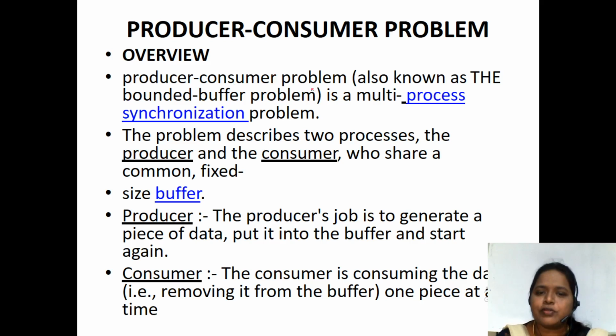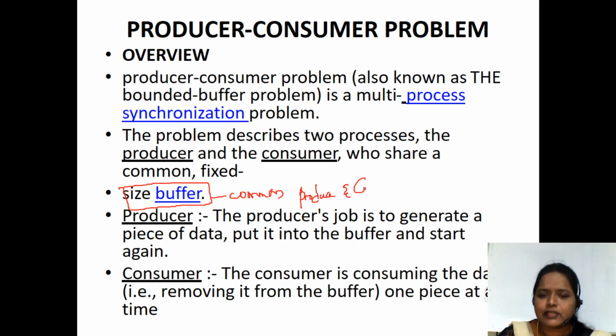Now look here, the producer consumer problem. This problem describes two processes, producer and consumer, who share a common, fixed size buffer. So this fixed size buffer is common between the producer and consumer. If any common thing is not there, then we will not get any problem. We get the problem only in cooperative processes. Cooperative processes in the sense that anything is shared among the processes, we call them cooperative processes.